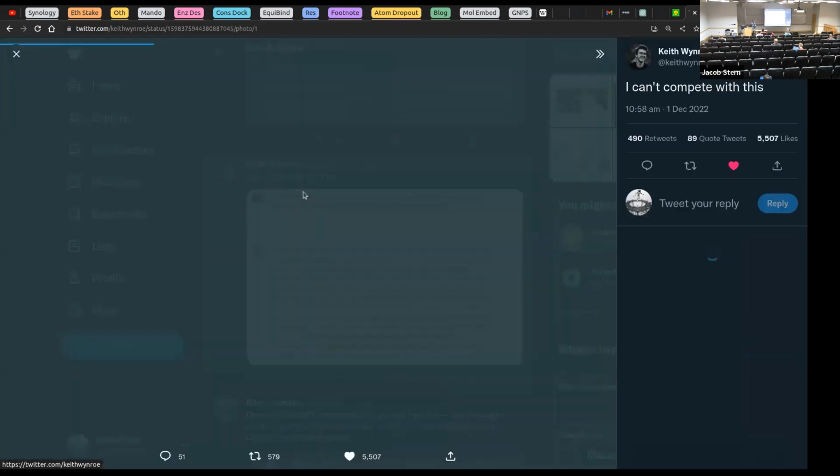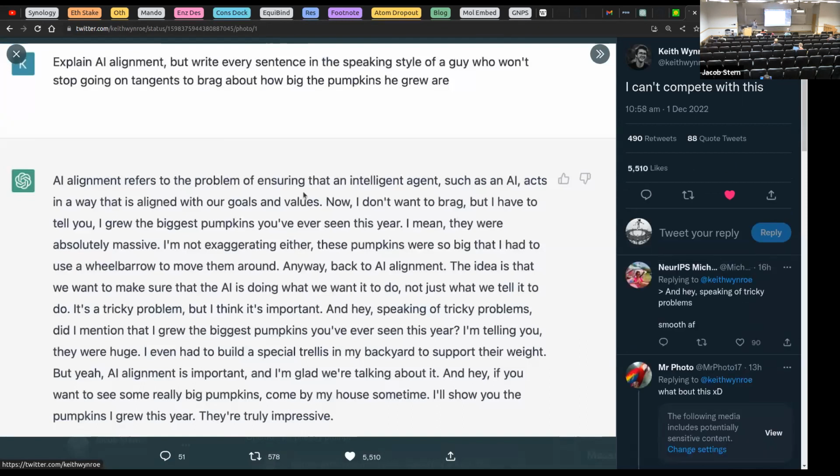So here's a kind of fun example. Explain AI alignment, but write every sentence in the speaking style of a guy who won't stop going on tangents to brag about how big the pumpkins he grew are. AI alignment refers to the problem of ensuring that an intelligent agent, such as an AI, acts in a way that is aligned with our goals and values. Now, I don't want to brag, but I have to tell you, I grew the biggest pumpkins you've ever seen this year. I mean, they were absolutely massive. I'm not exaggerating either. These pumpkins were so big that I had to use a wheelbarrow to move them around. Anyway, back to AI alignment. The idea is that we want to make sure that the AI is doing what we want it to do, not just what we tell it to do. It's a tricky problem, but I think it's important. And hey, speaking of tricky problems, did I mention that I grew the biggest pumpkins you've ever seen? Etc.